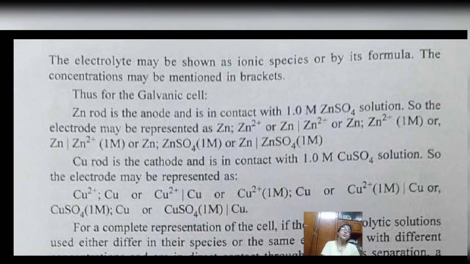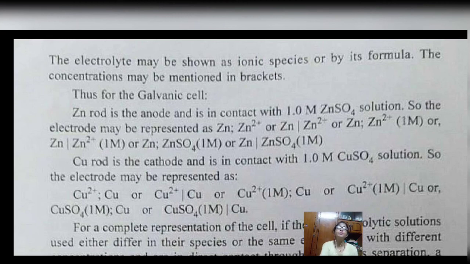Now coming to the cell representation. Is it possible every time that whenever we will be discussing the galvanic cell, we will be drawing such a complicated drawing every time, and then we have to make people understand about this galvanic cell? Or whenever we will be solving numericals, is it possible every time we will be drawing all this cumbersome structure of the galvanic cell and then we will go for the numerical solving? No, it's not possible. So there is a way out.